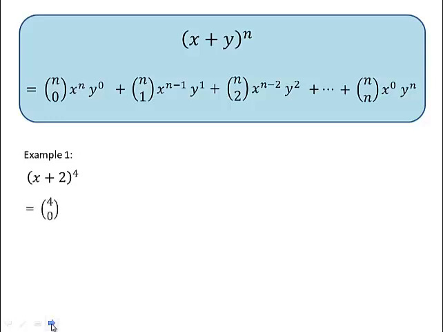Let's start off our combinations. We know that the first one's going to be 4 choose 0, next one's 4 choose 1, 4 choose 2, 4 choose 3, 4 choose 4. Notice that I did all of my combinations first. Not everyone does that. It's just something that I like to do.